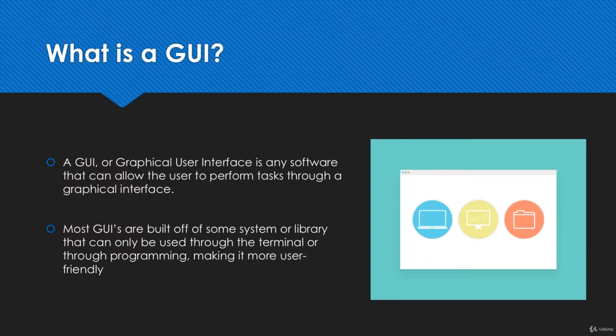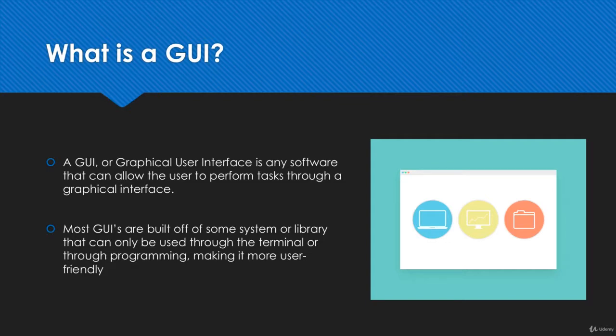So a GUI, or graphical user interface, is pretty much just anything that allows you to perform tasks or interact with your system through something graphical, so icons, notifications, buttons, things like that. So you can probably already come up with some ideas of GUIs. They're used all over, but pretty much they're built off of a system or a library, and these systems and libraries are usually interacted with through command line or through programming or some form of advanced interaction that the average user can't do.